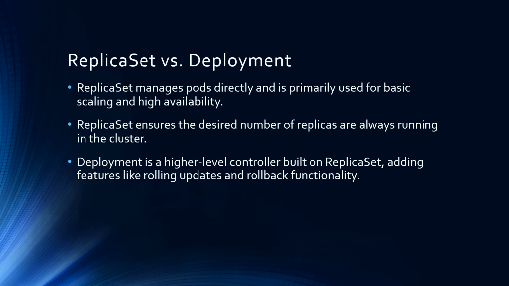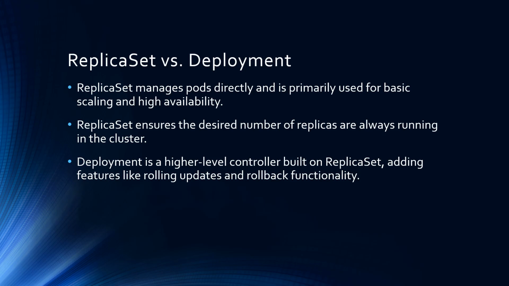Let's explore the key differences between replica sets and deployments, as understanding these distinctions is crucial for choosing the right tool for your use case. Replica sets, as we discussed earlier, manage pods directly and focus on maintaining a desired number of replicas. They're excellent at ensuring basic scaling and high availability, but they lack sophisticated update mechanisms. Deployments, on the other hand, are a higher-level abstraction built on top of replica sets. They manage one or more replica sets to provide advanced features like rolling updates and rollbacks. This is particularly valuable in production environments where zero downtime updates are crucial.